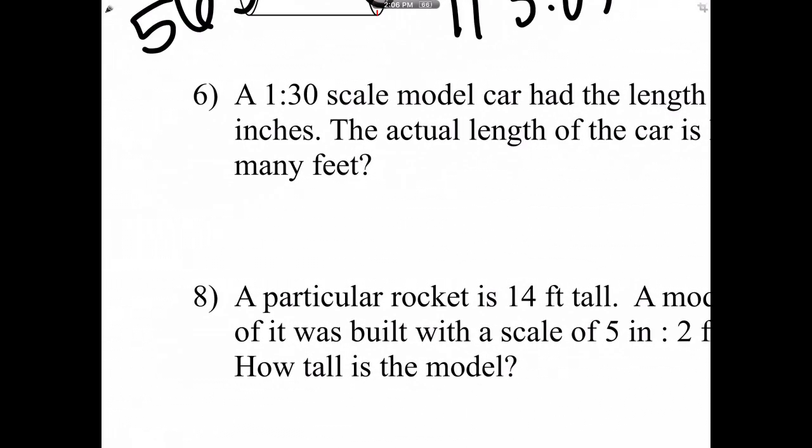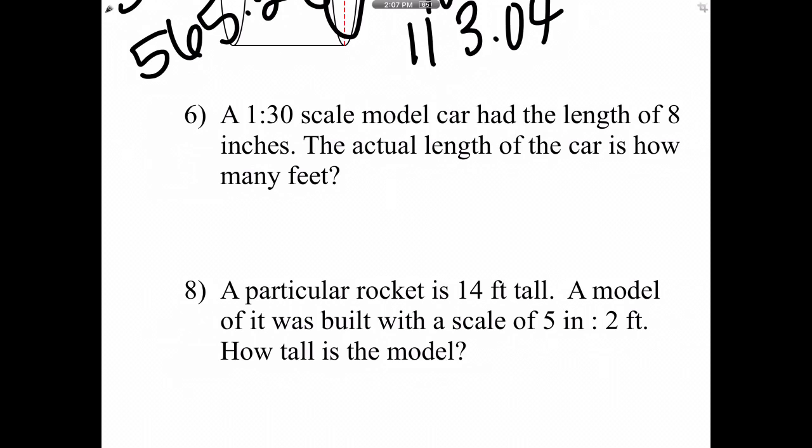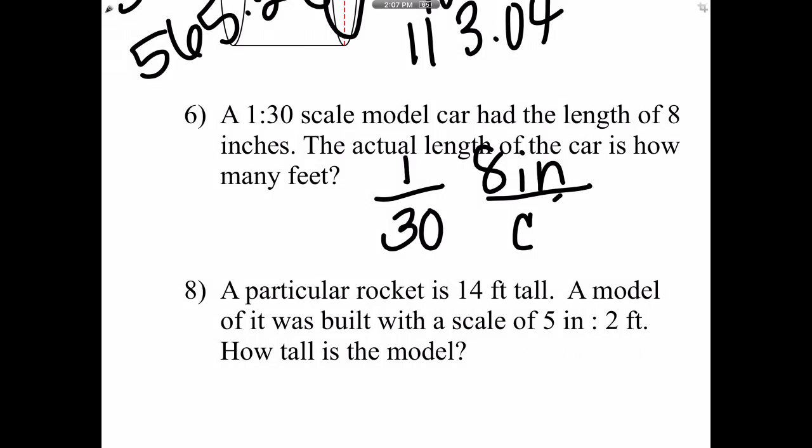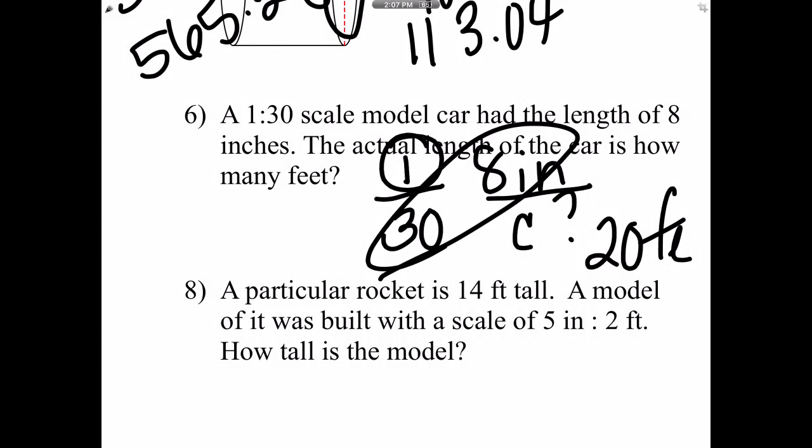All right, one more scale factor over here. We have the scale factor of a model car, 1 to 30. The model is 8 inches. We want the actual length of the car in feet. Here's the car, we don't know. We are going to cross multiply and divide. We don't need to divide by 1, we already know what that would be. So 30 times 8, but of course we have to divide that by 12 to make it feet instead of inches. So it ends up being 20 feet.